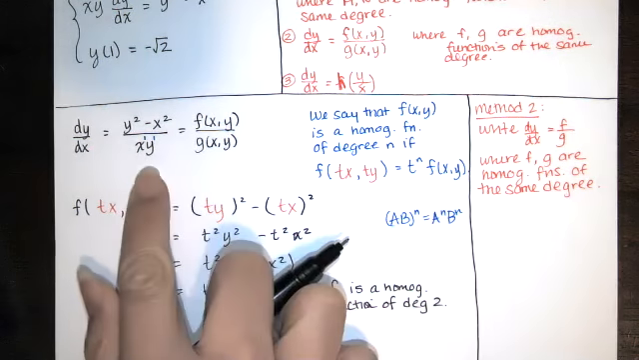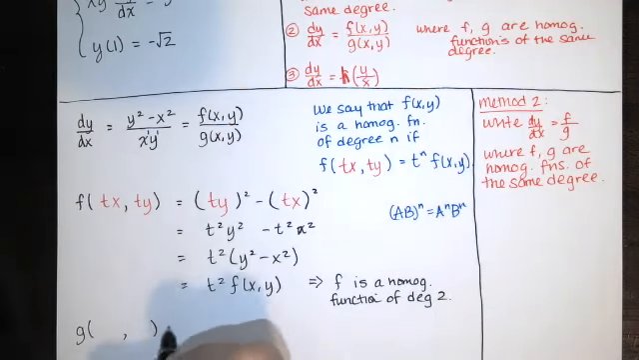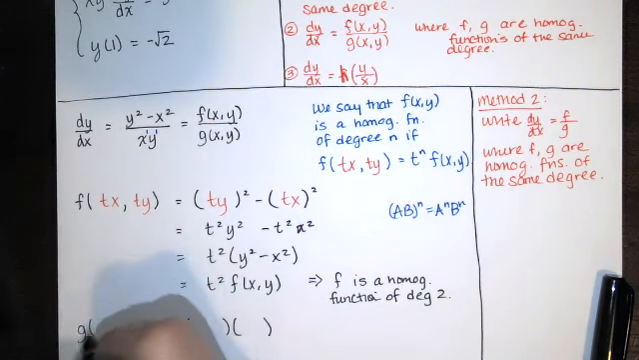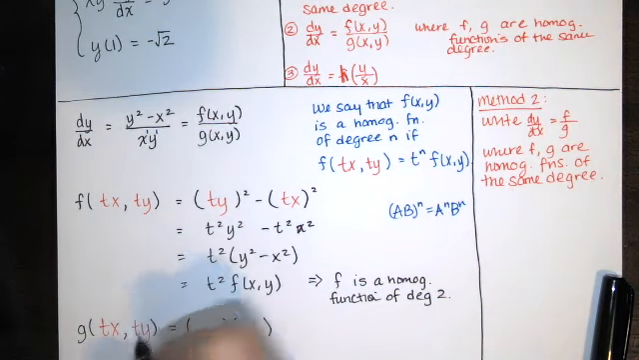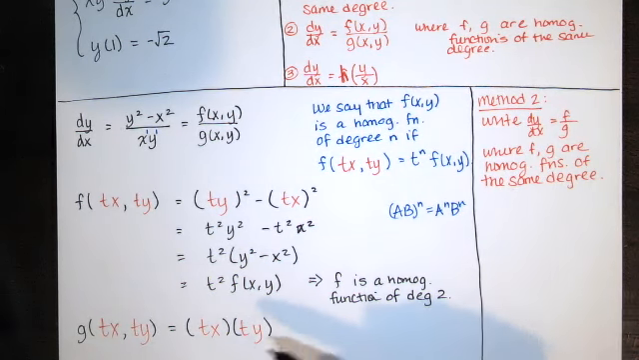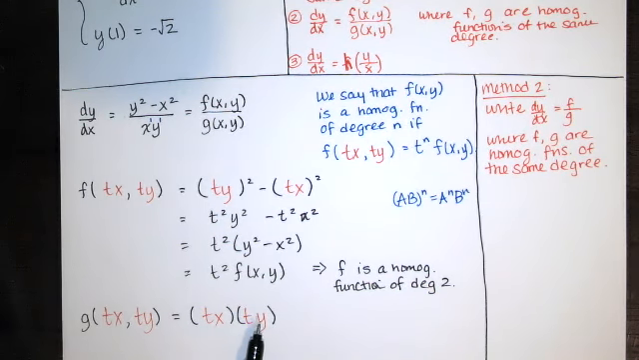And it's obvious that that's a homogeneous function of degree 2 as well, but let's verify it. G is x times y. We're going to replace the x with tx. We're going to replace the y with ty. Now you've got two products. You've got t times x and t times y. That's the same as t times x times t times y.